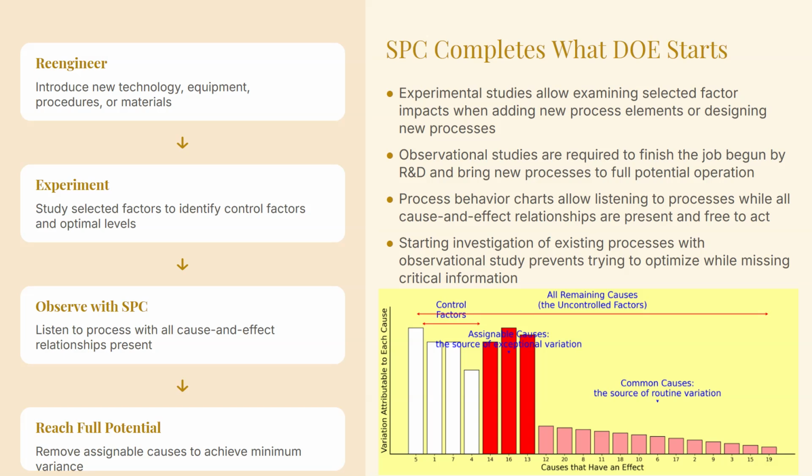Experimental studies help identify control factors and optimal levels. Observational studies, such as SPC, allow listening to the process with all cause and effect relationships present. To reach full potential, assignable causes must be removed to achieve minimum variance.